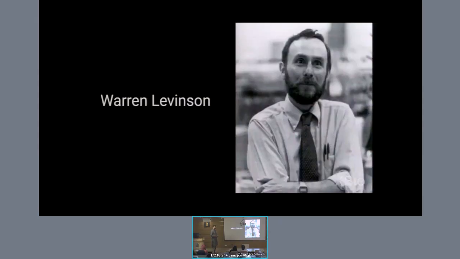When I arrived to take up my position at the University of California, San Francisco, I met Warren Levinson, who was another young scientist who had been trained to study Rous sarcoma virus. Now, Rous sarcoma virus was discovered by Peyton Rous at the turn of the 20th century and was the first tumor virus ever described to any credible level. It was a historic discovery, and it was utterly neglected for over 50 years.